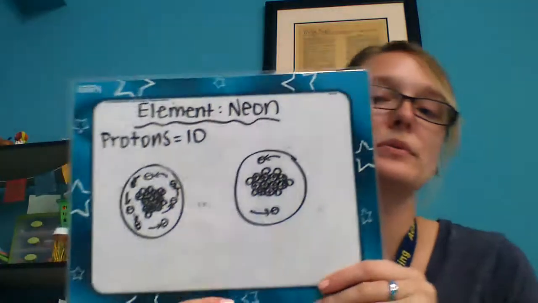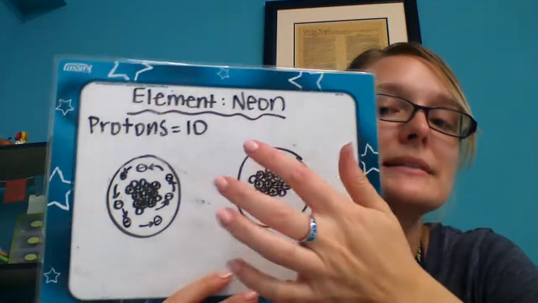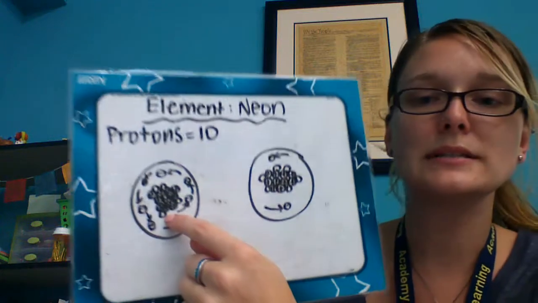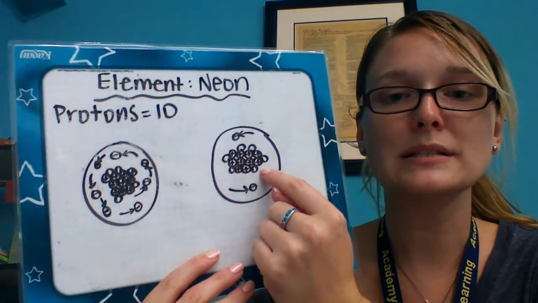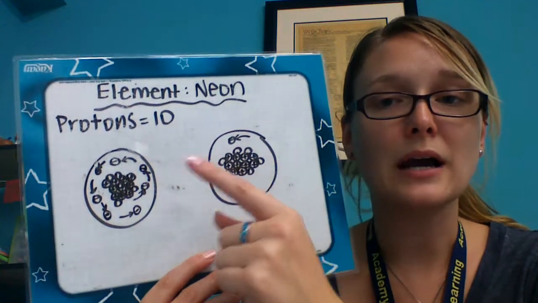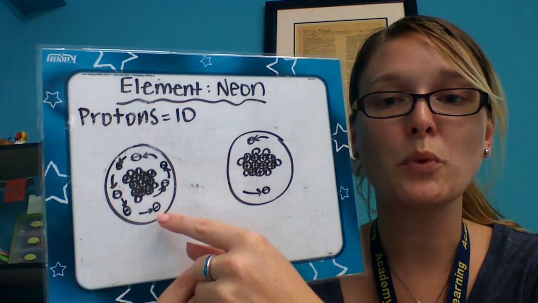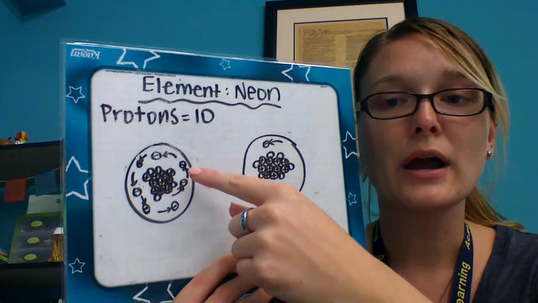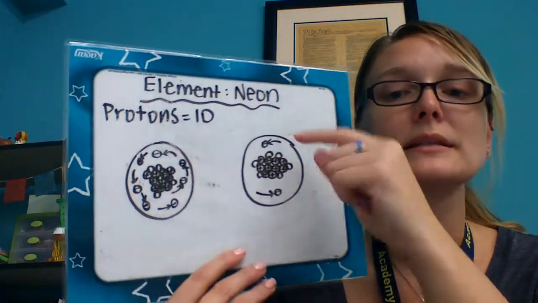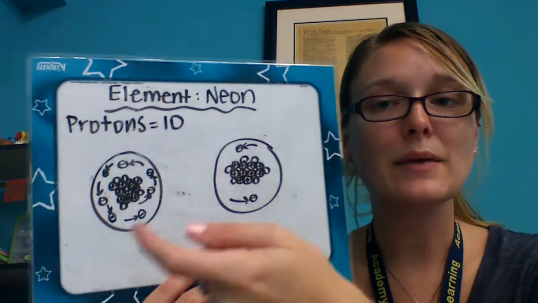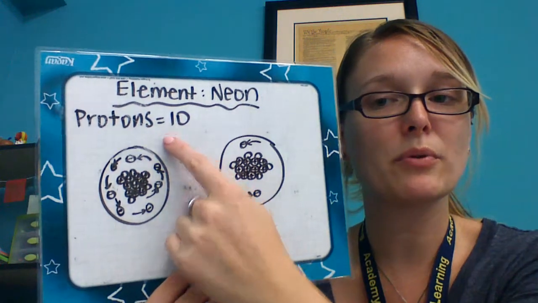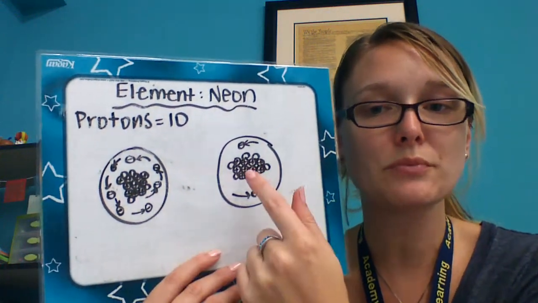Let's look at one example. So neon is an element that has 10 protons. So you can see there are 10 protons here and 10 protons here. These are both neon. It doesn't matter that this one has more electrons or that this one has fewer neutrons. These are both the same element. These are both neon. Why? Because they have the same number of protons. 10 protons here, 10 protons there.